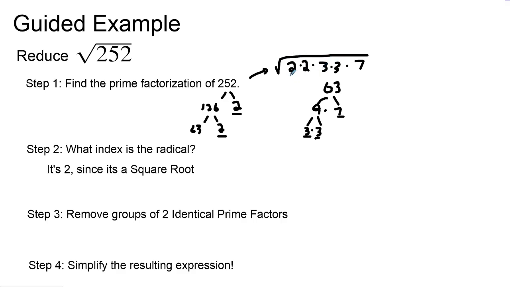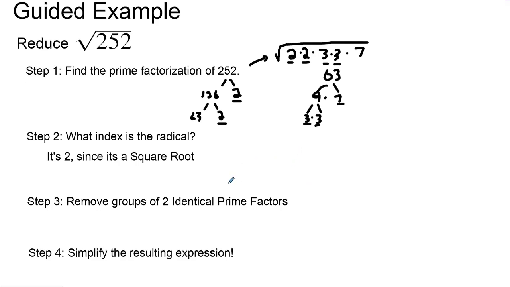Since it's the square root, it's index 2. I'm looking for groups of 2 identical prime factors. So 2 and 2 are a pair, and 3 and 3 are a pair. So what I can do is write it as such: 2 times 3 times, and now what's left is square root of 7.